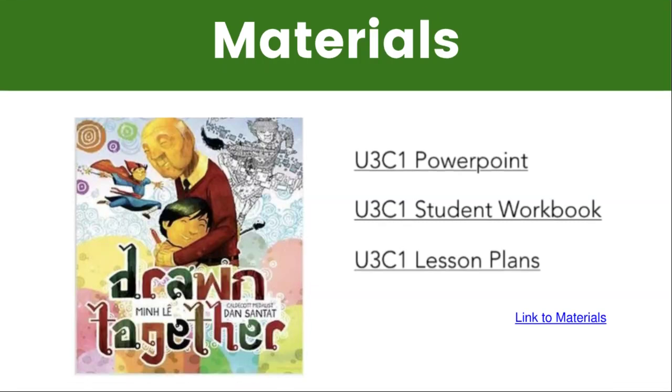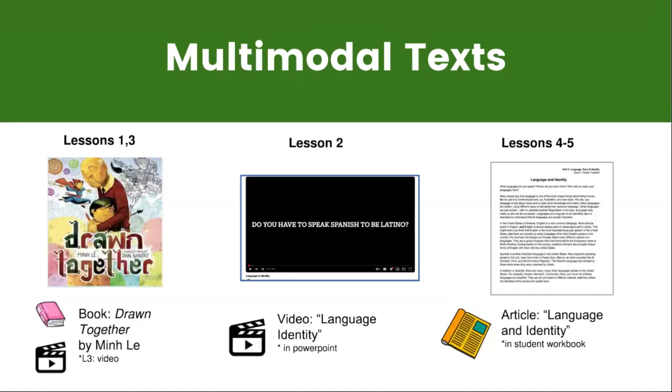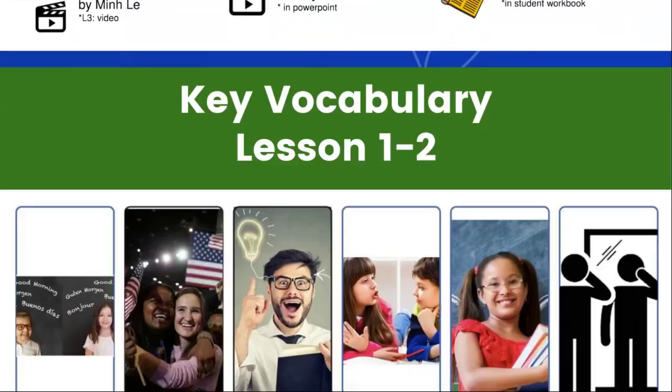The materials you'll need are PowerPoints, student workbook, as well as lesson plans that are presented in the beginning with the QR code. Here are the multimodal text. Some things to keep in mind with lesson 2, the video on language and identity. Feel free to pause it as you see fit and engage in a discussion, as well as with the article on language and identity. Feel free to take a few days if need be, but these are the resources that students get to lean on as well.